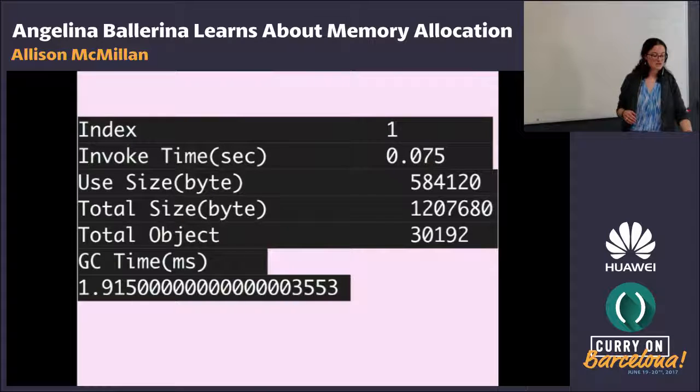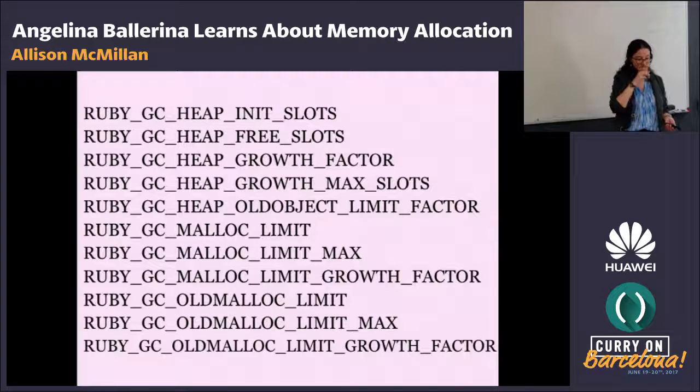When you ask for a GC report, this is what you get back. So this is the invoke time, the use size, the total objects, and GC time, which is the total amount of time it took for the garbage collector to run.